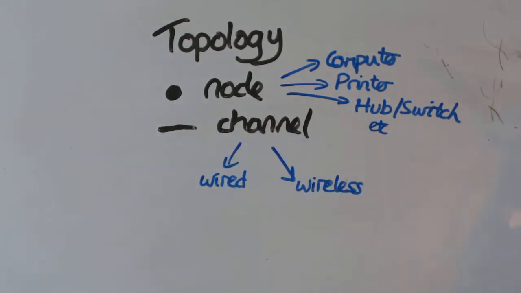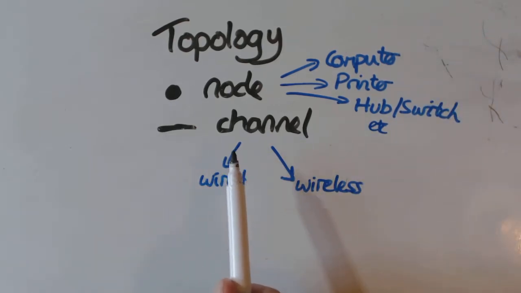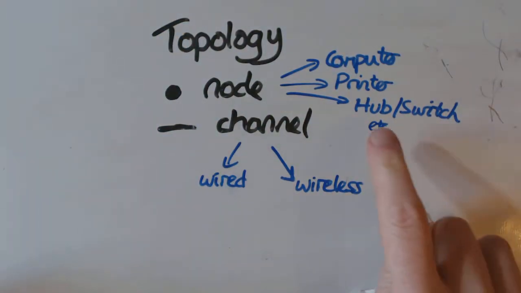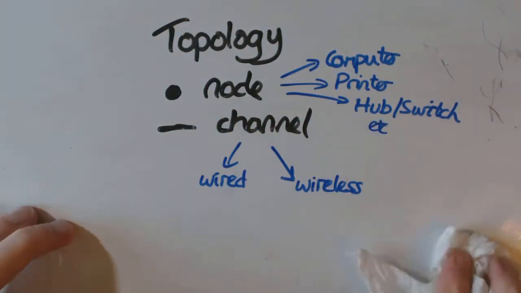So these nodes could be a computer, desktop or a laptop, or a server. It could be a printer. They could represent hubs and switches, etc. And your channel just represents how these devices are linked to each other. So it might be wired or it could be wireless. So what we'll do, we'll just quickly go over the different topologies and then I'll explain the difference between a switch and a hub.